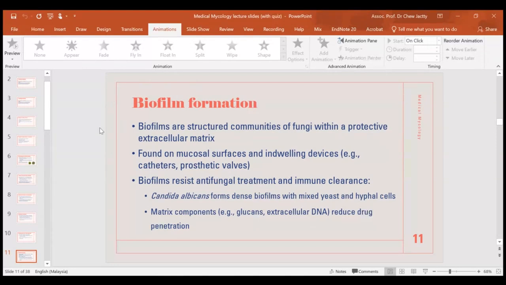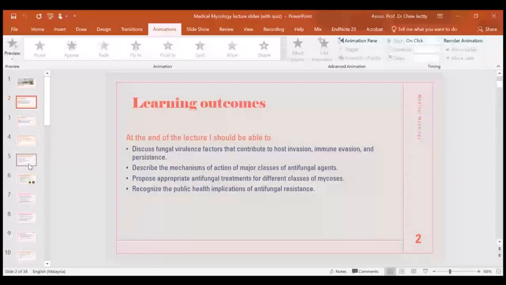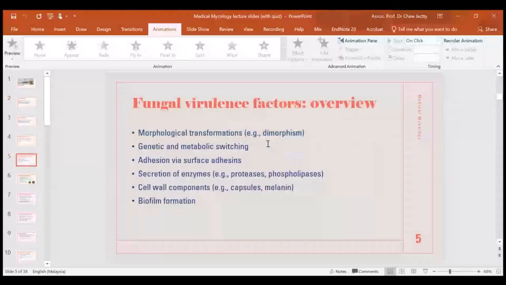So very quickly, these are the 6 virulence factors. I think the overview is here. The morphological transformation, switching from mold to yeast depending on the host niches.